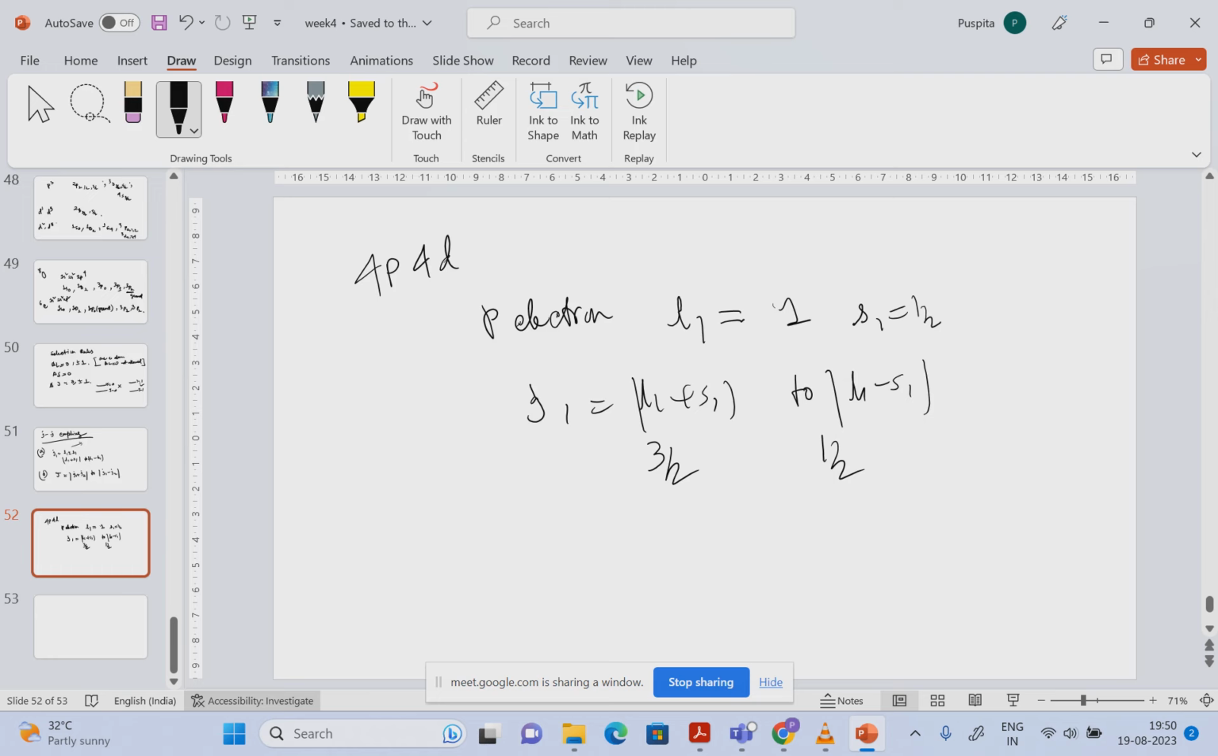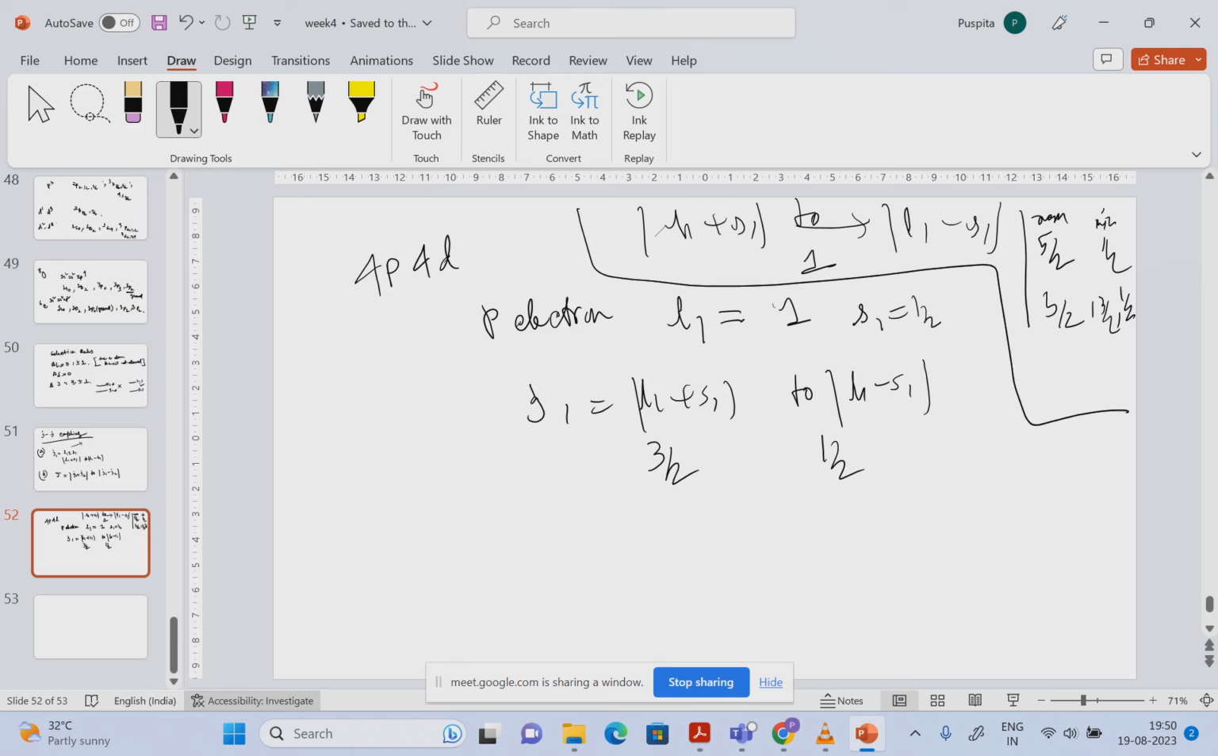Like from l1 plus s1 to l1 minus s1, the gap should be 1, not half and all those things. So 3 by 2 minus 1 is half. If it had been 5 by 2, the maximum is 5 by 2 and the minimum is half, then 5 by 2, 3 by 2 and half will be considered. So j1 is 3 by 2 and half.